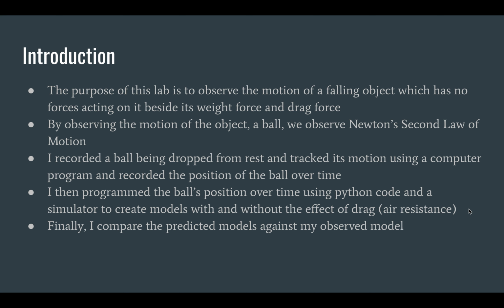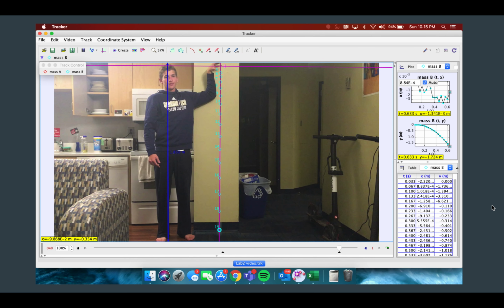I then programmed the ball's position over time using Python code and a simulator to create models with and without the effect of drag, air resistance. Finally, I compared the predicted models against my observed model. So here's a screenshot of my tracker program. You'll see that I marked the position of the ball at each individual frame in the video to create data for the position compared to time.